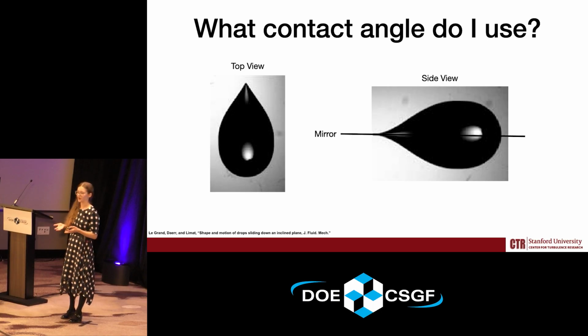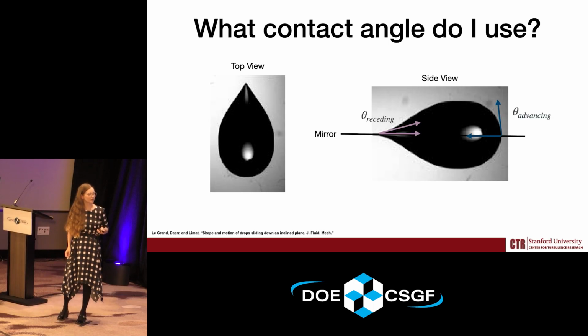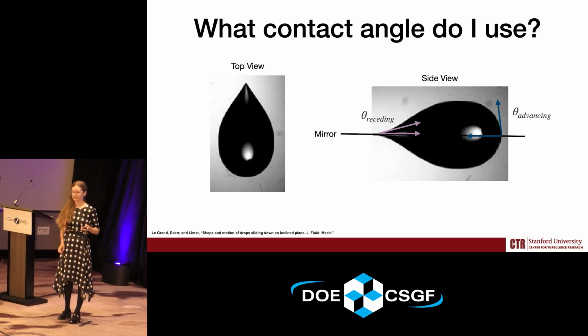Because if you look at this drop here, we have a teardrop shape as the drop rolls down an inclined plane. And from the side view, we see that we have two very different contact angles here. We have a receding contact angle as well as an advancing contact angle. The receding one is much smaller than the static contact angle, the rest contact angle, and the advancing one is much bigger. And so these angles are a function of the flow. They're two-way coupled with the flow field.